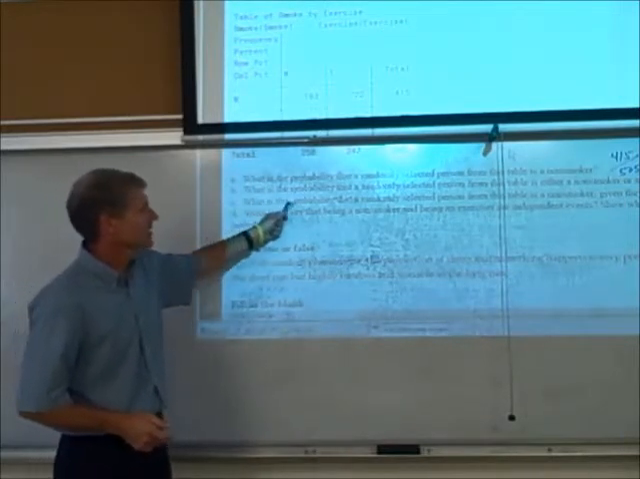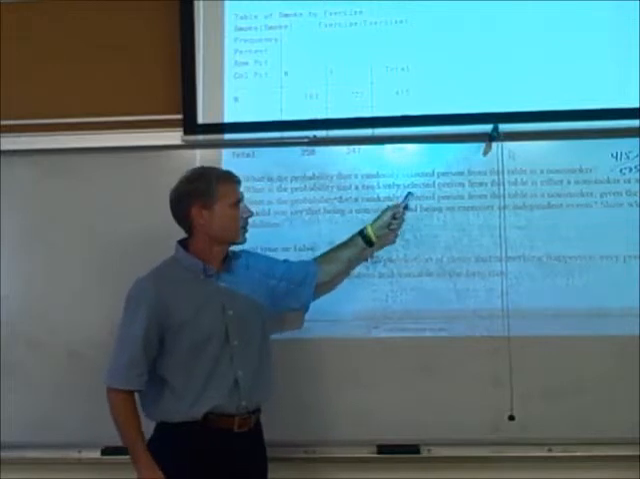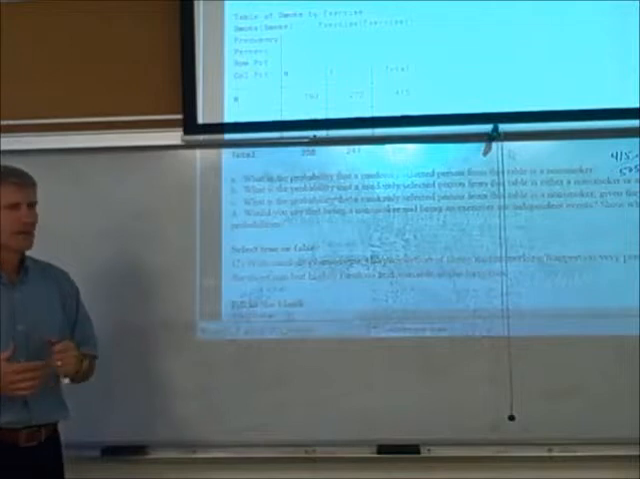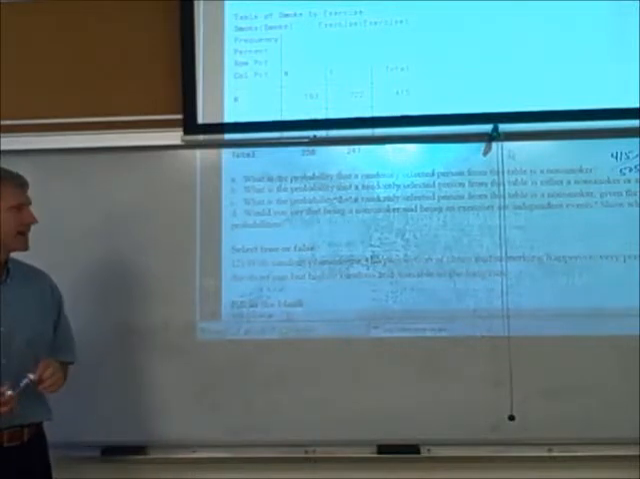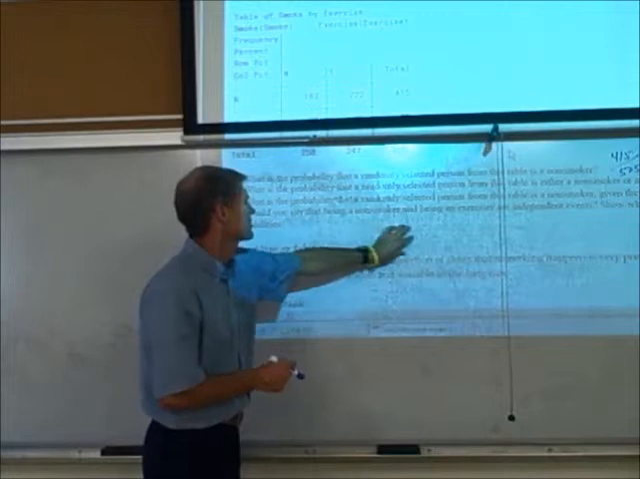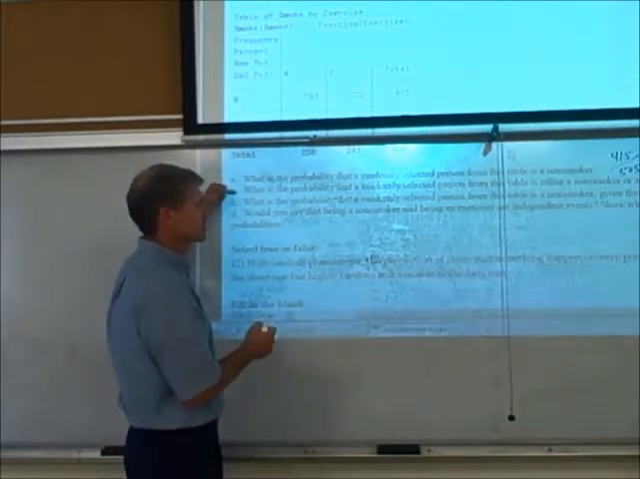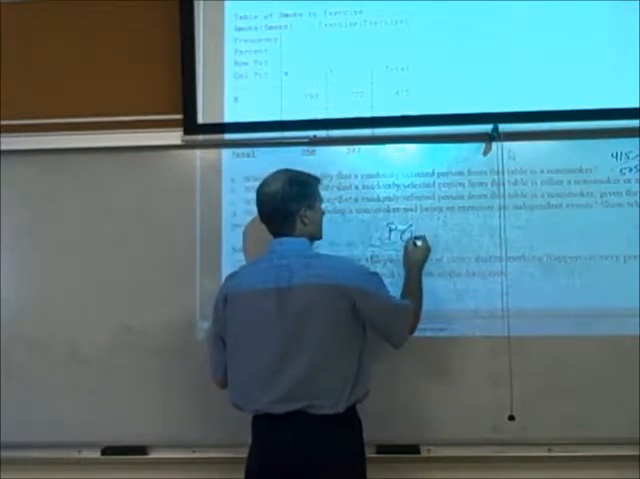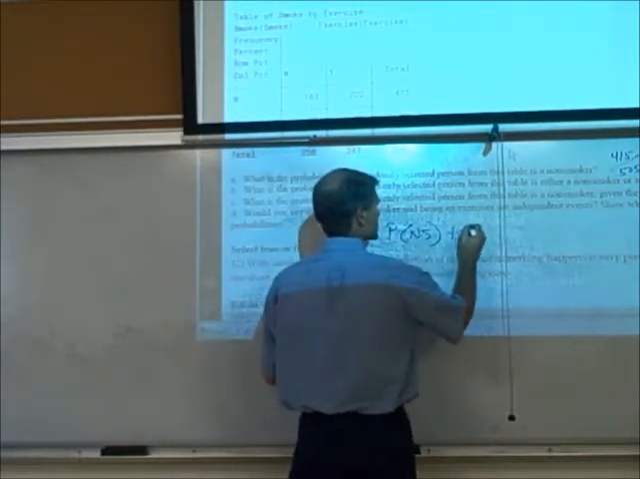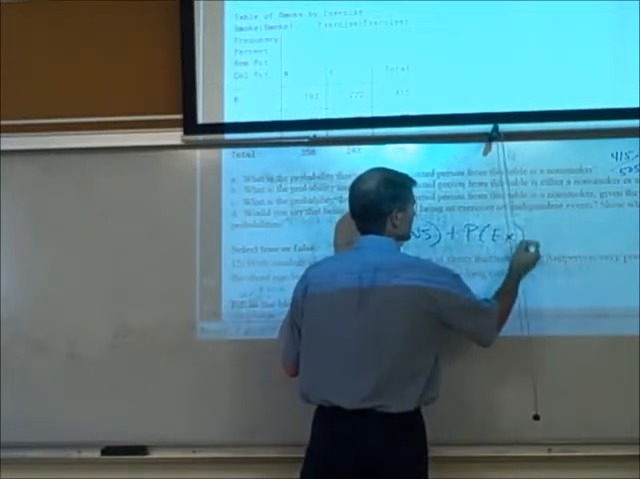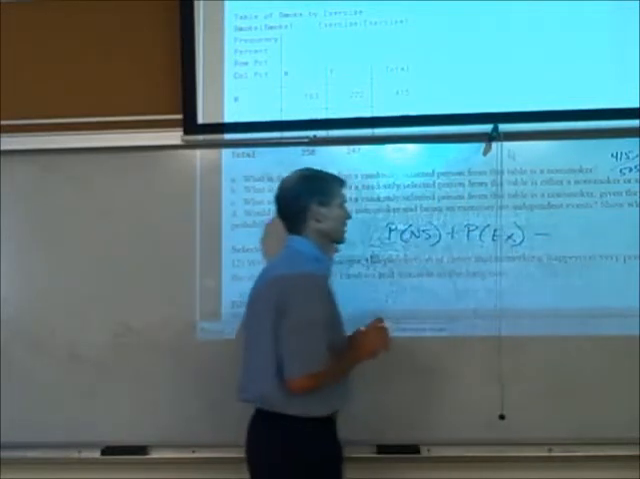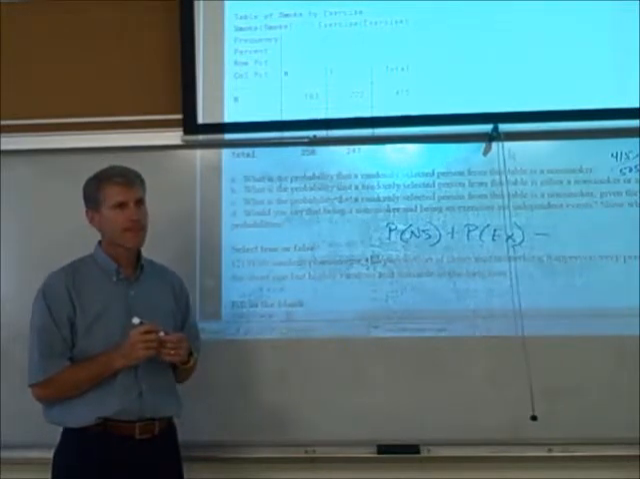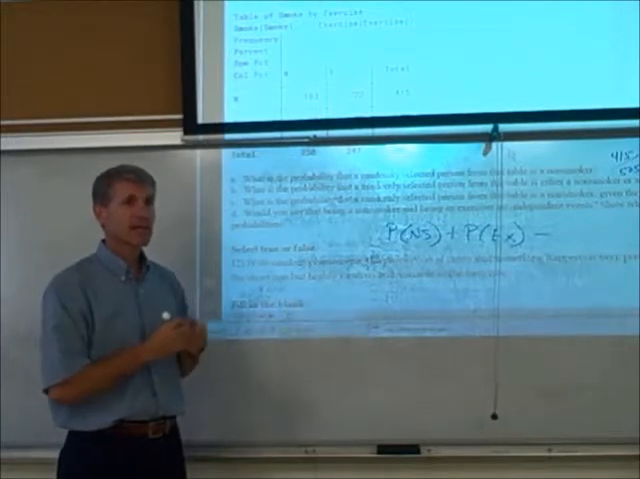What is the probability that a randomly selected person is either a non-smoker or an exerciser? What does the word or mean? Add. That's addition. So I'm going to write in this space here. Probability that a randomly selected person is either a non-smoker or an exerciser. That's the probability of being a non-smoker plus the probability of an exerciser. And then we subtract something off. What do you subtract off? The people that are both. Because they get double counted.